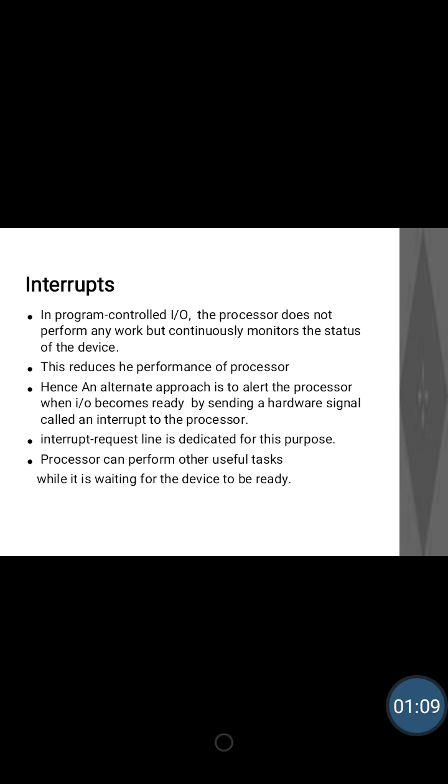So we moved to an approach called the interrupt approach, wherein the input device or the output device intimates the processor about its input and output operation. That is, whenever an input or output device is ready, it sends a hardware signal to the processor. That hardware signal is called an interrupt, and it is sent on a line called the interrupt request line. That's why an interrupt request line is dedicated for this purpose.